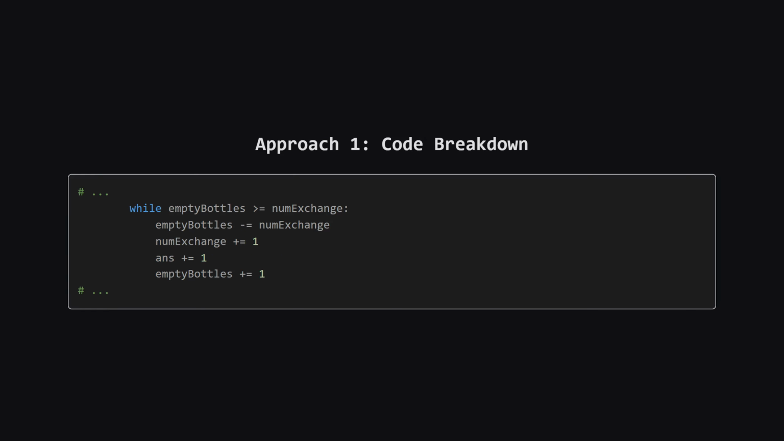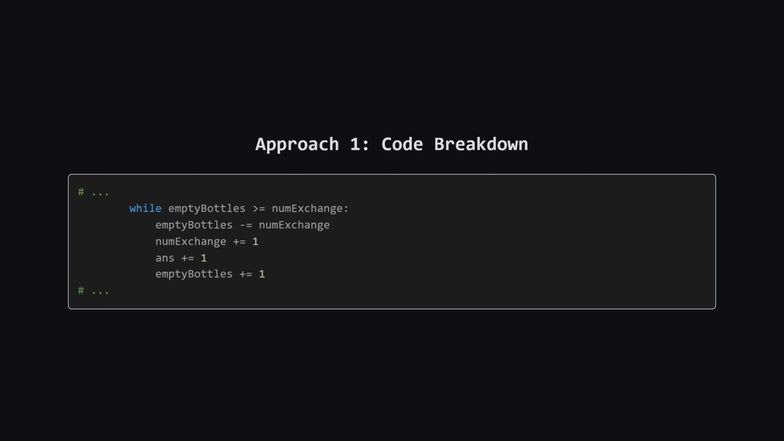Inside the loop, we perform one full exchange cycle. First, we pay for the new bottle by subtracting the numExchange cost from our pile of empty bottles. Then, we immediately increase numExchange by 1 for the next potential trade. That exchange gave us 1 new, full bottle. What do we do with it?